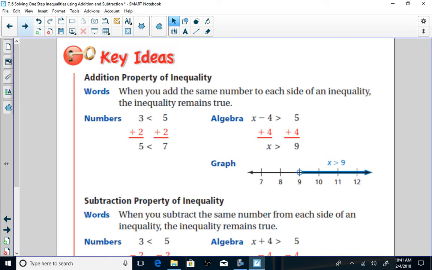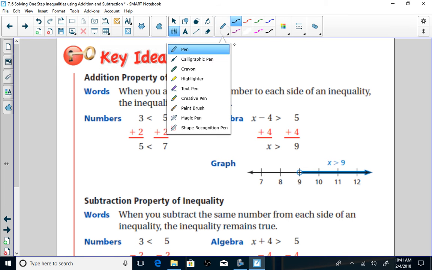We spent a lot of time solving equations already this year, and the same processes, the same steps that we use to solve equations, we're going to use those same steps to solve inequalities as well. So this should be pretty simple. We're going to be using the addition property of inequality, which says when you add the same number to each side of an inequality, the inequality remains true.